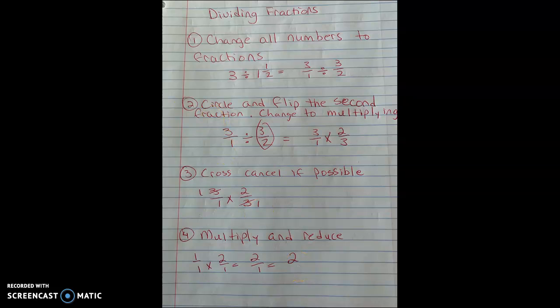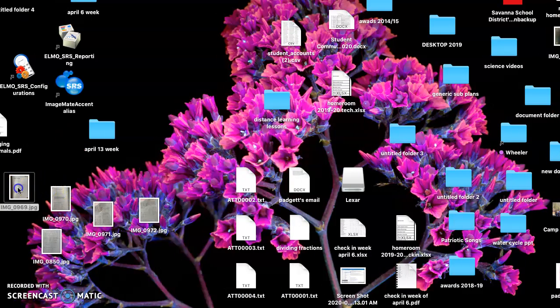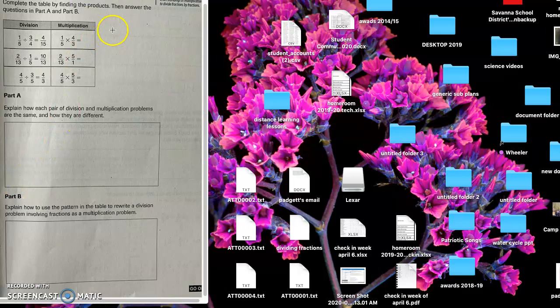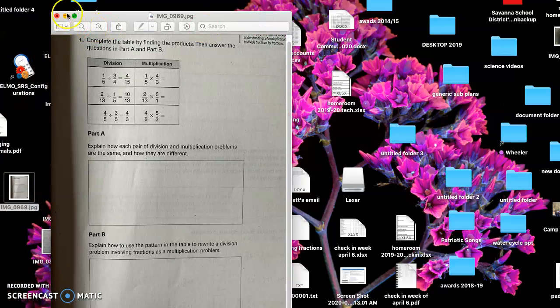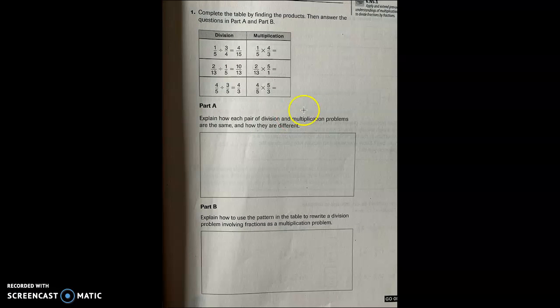So let's take a look at your workbook pages for today. Your pages are 13 and 14. So question number 1.